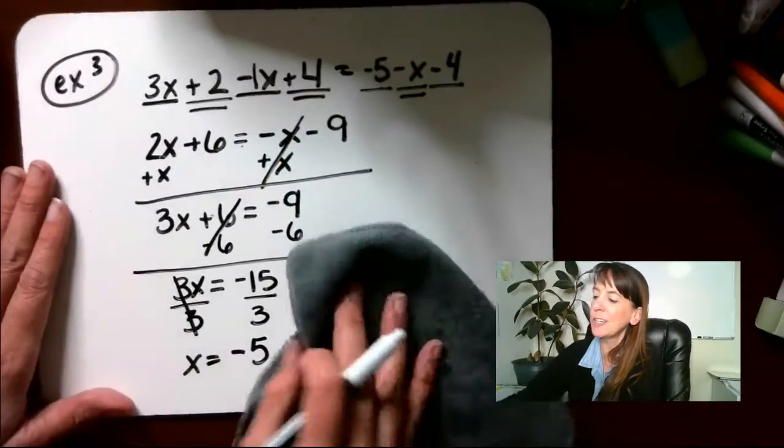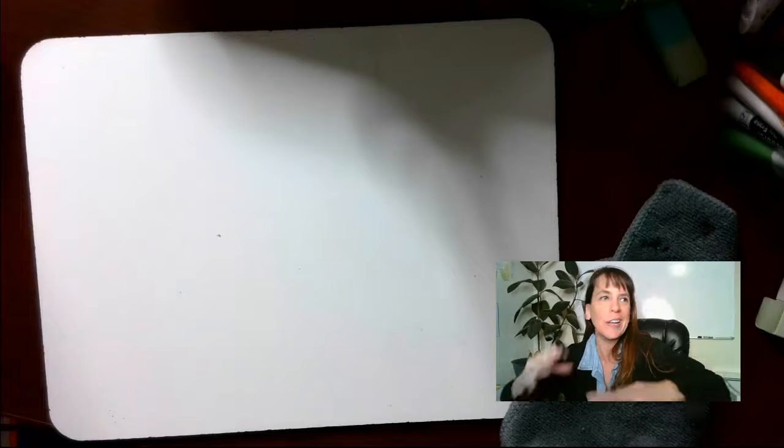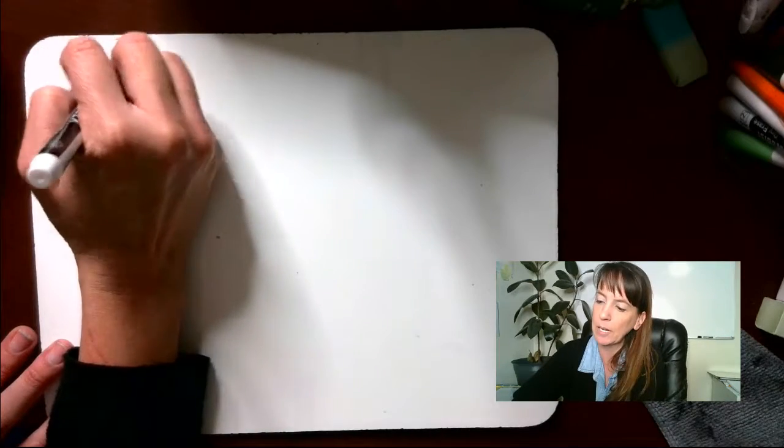So good, guys. What you want to do is make sure that you add all your like terms, do all your distribution, all that good stuff before you go moving things left and right to either side of the equation. All right, let's look at example number 4.